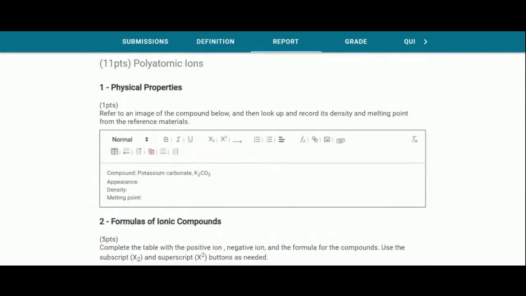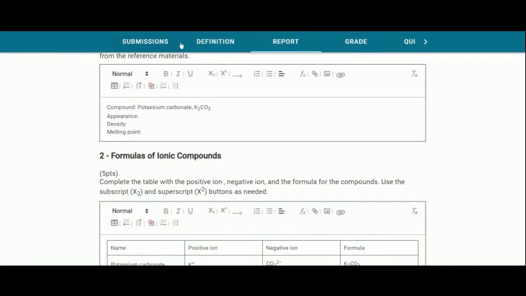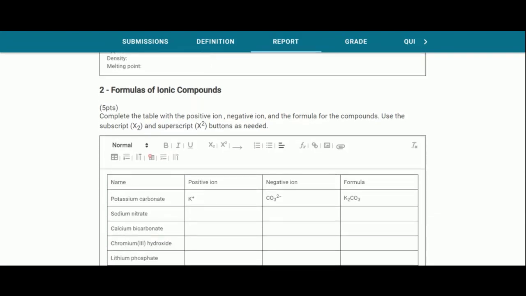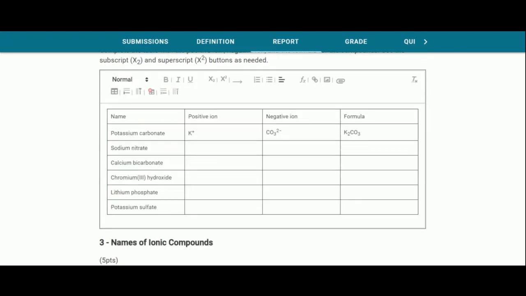Now, next one, physical properties. In this case, this is potassium carbonate. Once again, you're going to go back to this sheet, look down at potassium carbonate, and describe its appearance. Next, density and melting point you can look up on the internet or with reference materials. Then, looking at the formula, this isn't really any more difficult than anything you've done previously. You just have to use the polyatomic ions. And this is just about having the polyatomic ions memorized, honestly. You do have to have them memorized, unless your professor gives you a sheet, which not all of them do.